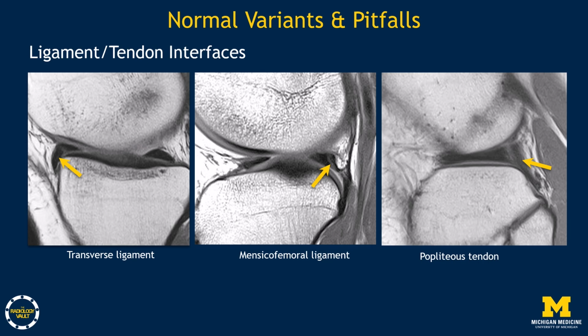It is important to be familiar with adjacent anatomy, as interfaces between ligament, tendon, and meniscus can mimic tears as seen in the three sectional images: transverse ligament adjacent to the anterior root of the medial meniscus, meniscofemoral ligament adjacent to the posterior root of the lateral meniscus, and the popliteal tendon adjacent to the peripheral lateral meniscus.